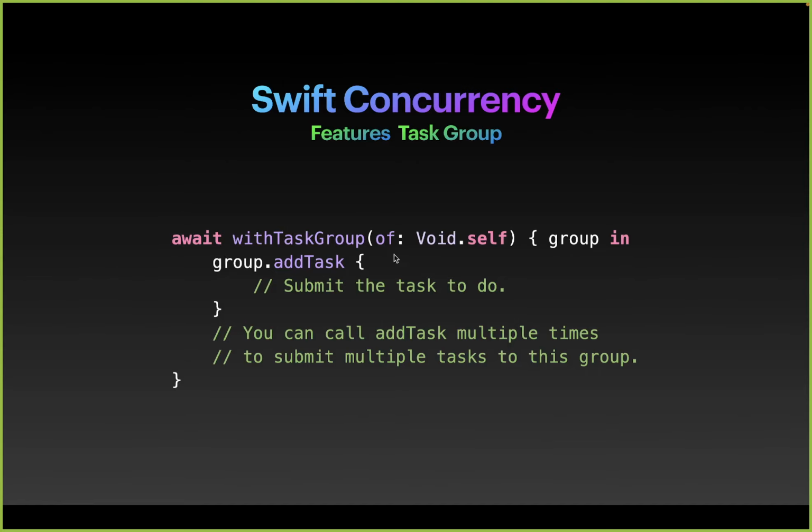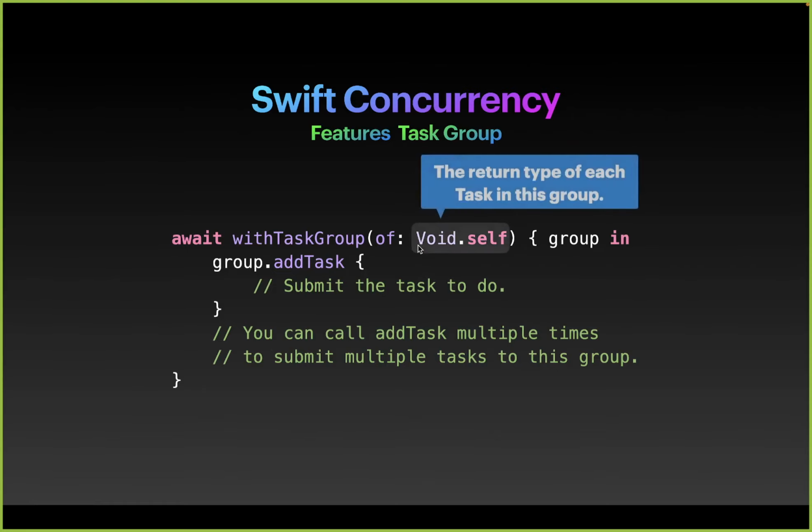Now let's take a look at this special thing, this of something. This is actually the return type of each task in this group. You have to be explicit, because in this case the compiler cannot infer a type for you. You have to provide the type. We're gonna see the concrete example soon. Is that clear, in general, how you can submit tasks to a group? Of course you can call this group.addTask multiple times inside this closure.